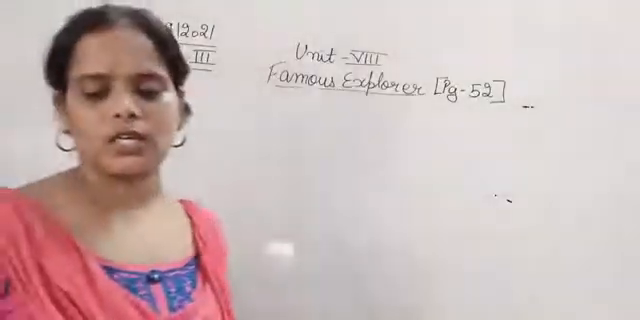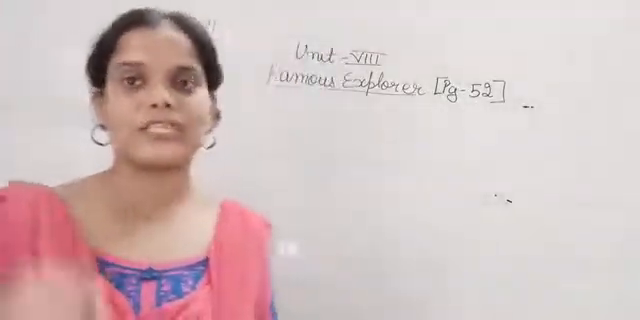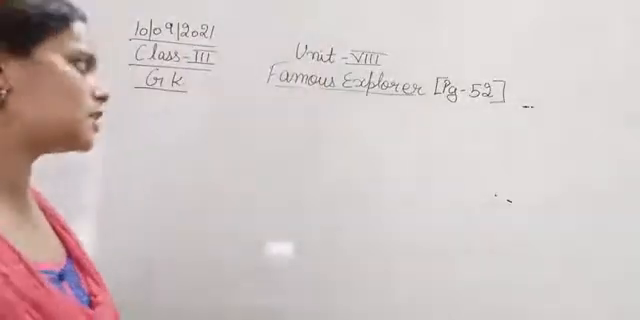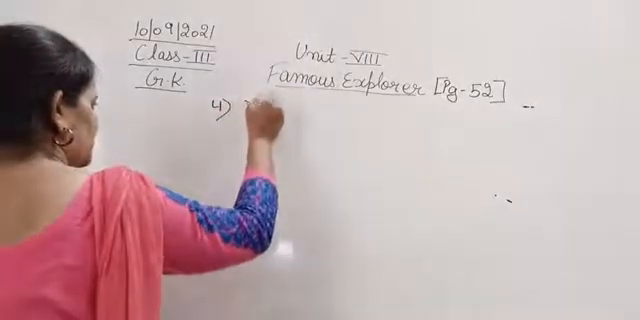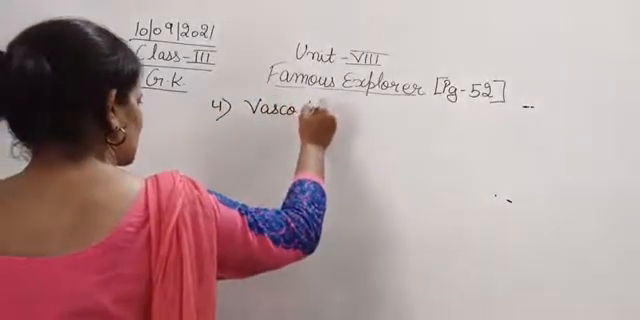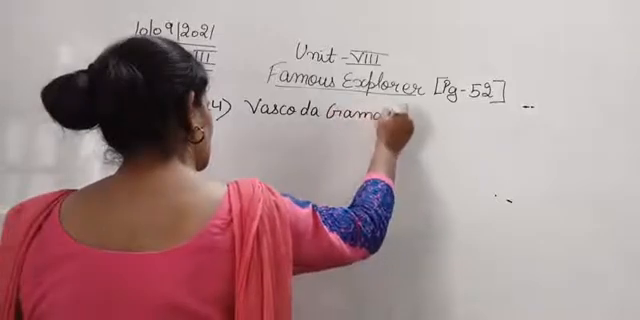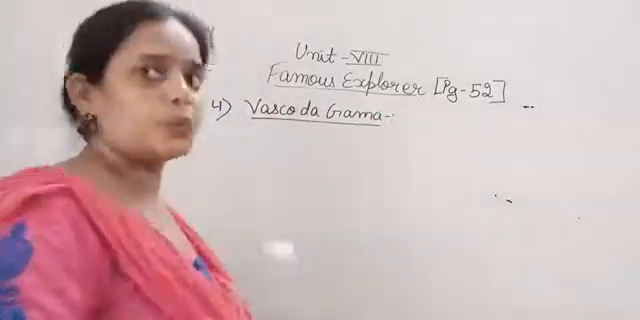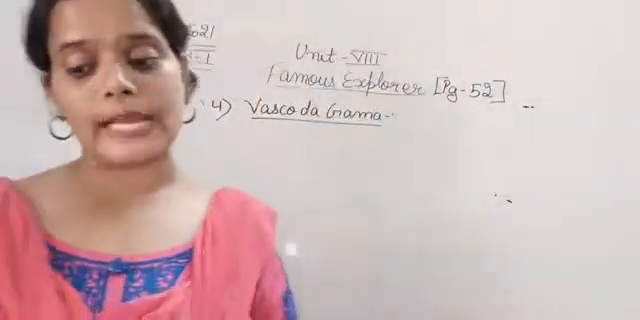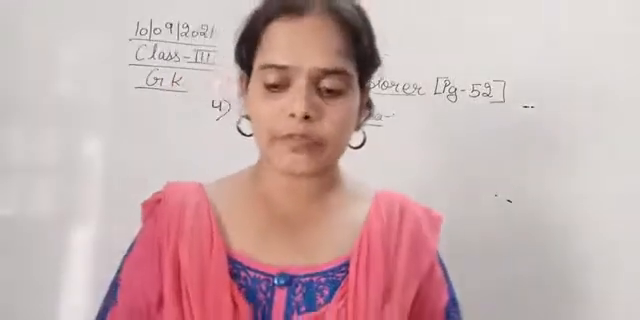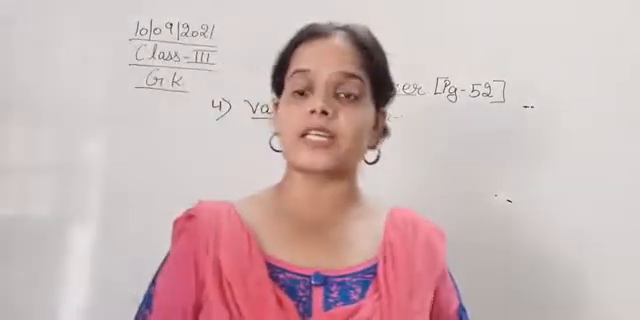Okay, so he is the person who has discovered India. He discovered our India. Okay, so the next person is Vasco da Gama. The fourth explorer we will talk about is Vasco da Gama. So now who is Vasco da Gama? Vasco da Gama was a famous Portuguese explorer who sailed around the continent of Africa. In 1498 he reached the coast of Calicut in India.